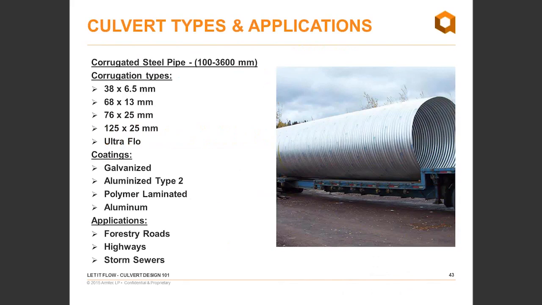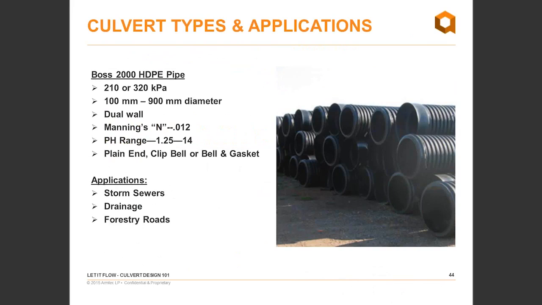There's a variety of different coatings, as Patrick alluded to earlier. You can galvanize, aluminize type 2, and polymer laminate it. But we also, in some locations, make it in a pure aluminum culvert material. It's not a coating, it's a solid aluminum pipe and used mainly in the coastal areas. So the main applications for the culverts are forestry roads, highways, and storm sewers.